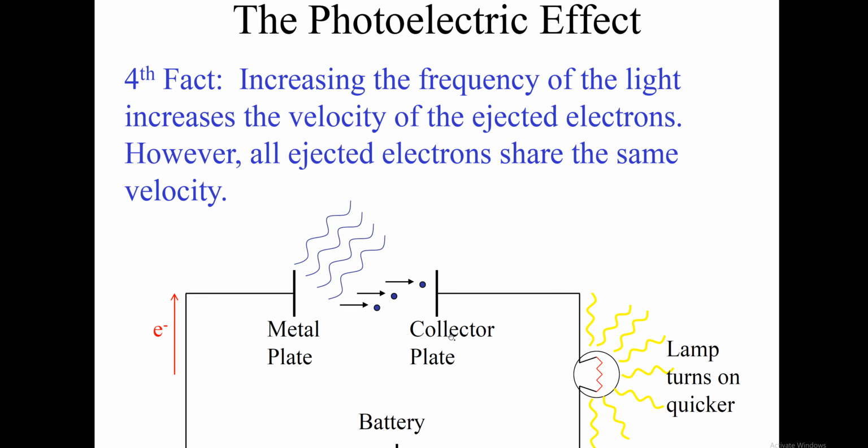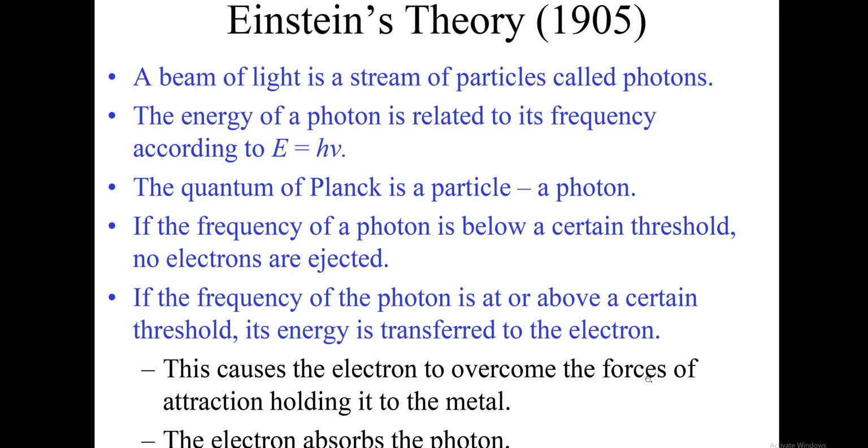The fourth fact is that increasing the frequency of the light also increases the velocity of the ejected electrons. However, all the ejected electrons will share the same velocity. So you're not only going to get a brighter light, but also a lamp that turns on much quicker. When you change that frequency, you increase the energy, and you increase the velocity of those ejected electrons. That brings us to Einstein's theory of 1905, which talked about beams of light called photons.